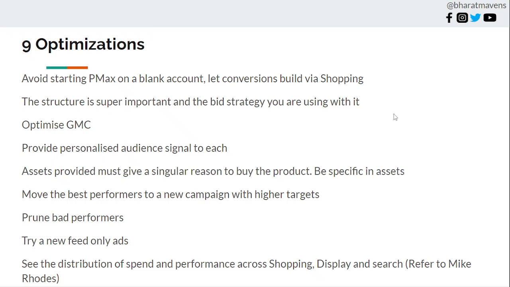You can use the Mike Rhodes report he has generated to see the distribution of spend between shopping, display and search, and based on that you can influence the spend level based on the assets you give. If you don't give any assets, then it will be more skewed towards shopping. If you give more and more assets, it might be more skewed towards display and search. So based on the performance of each channel, you can optimize and improve the performance.